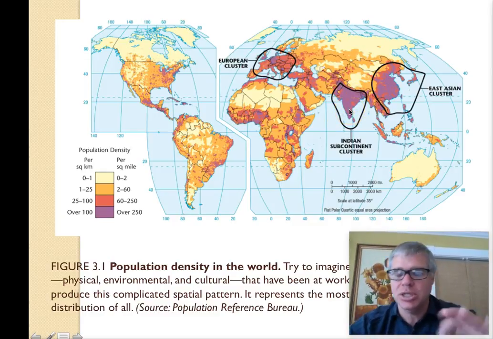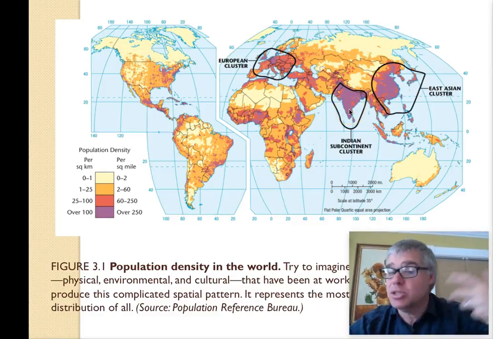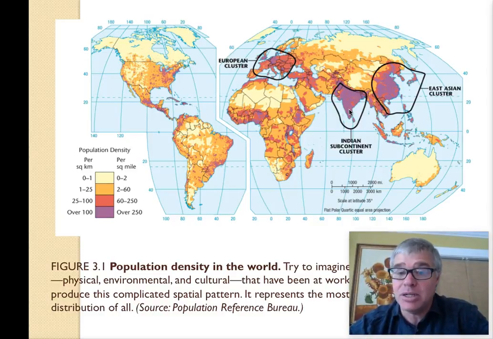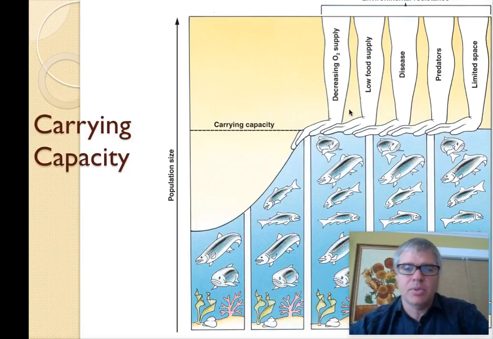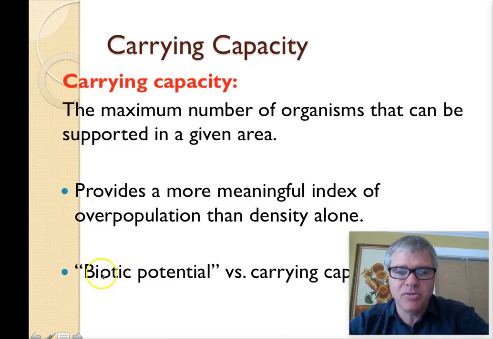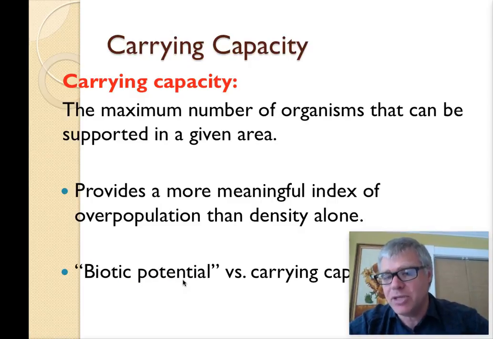So it's not just about how many people per square mile, it's also what kind of environment it is, how productive it is. And so again, taking it from biology, there's this idea of biotic potential, which is essentially how many offspring you could have over your lifetime. And different species have different biotic potentials.